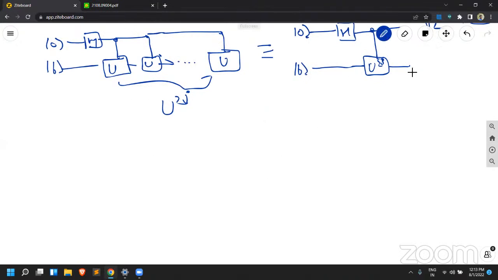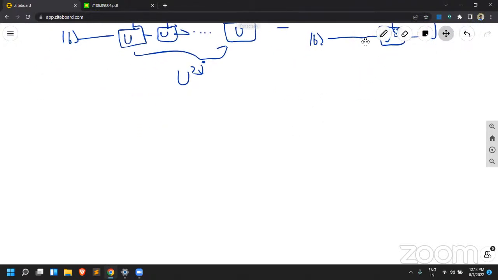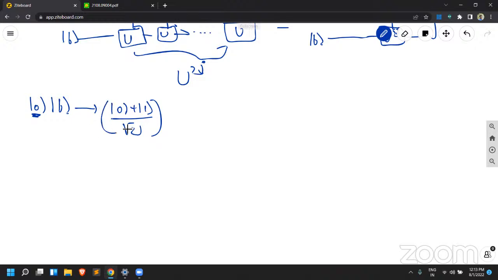Okay, so what will be the final state in this particular part of the circuit? Let's see. We start with 0 and B, then we have the Hadamard applied on the first qubit, which gives us this state, 1 over square root 2 (0 + 1) and B. Then we apply control-U, 2 to the power j times, right?